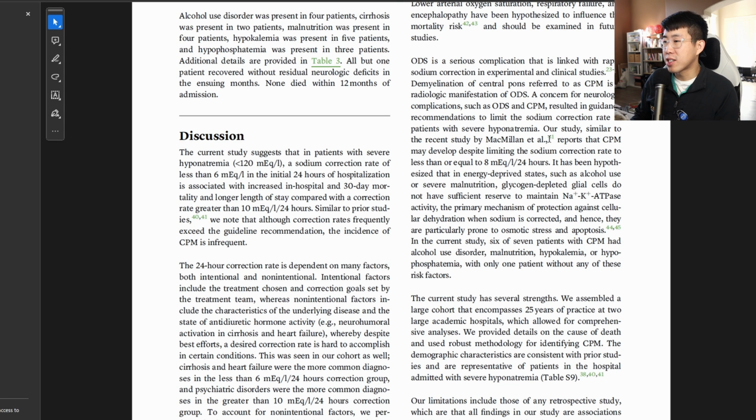It's really interesting to read the rest of their discussion too. Our study, similar to the recent study by McMillan, reports that CPM may develop despite limiting the sodium correction rate to less than or equal to 8 milliequivalents per liter per 24 hours. It has been hypothesized that in energy-deprived states, such as alcohol use or severe malnutrition, glycogen-depleted glial cells do not have sufficient reserve to maintain Na-K-ATPase activity, the primary mechanism of protection against cellular hydration when sodium is corrected, and hence they are particularly prone to osmotic stress and apoptosis. In the current study, 6 of 7 patients with CPM had alcohol use disorder, malnutrition, hypokalemia, or hypophosphatemia.